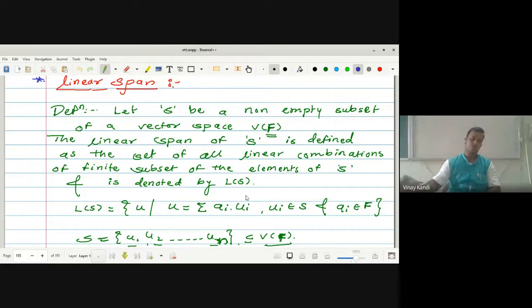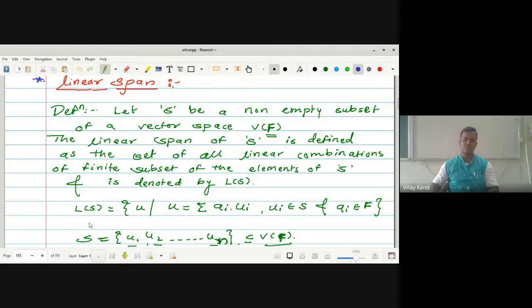Yes, sir. Okay, so in the last lecture yesterday, we saw two definitions: linear combination and linear span. What is linear span? Let S be a non-empty subset of a vector space V over F. Then the linear span of S is defined as the set of all linear combinations of finite subsets of the elements of S, and it is denoted by L of S.